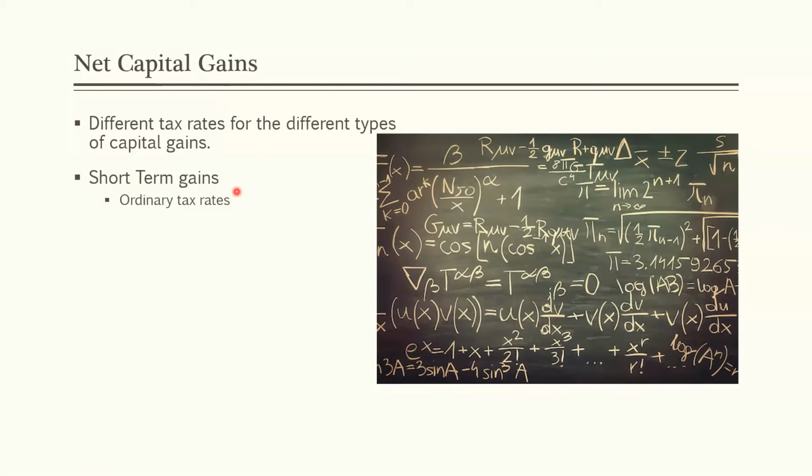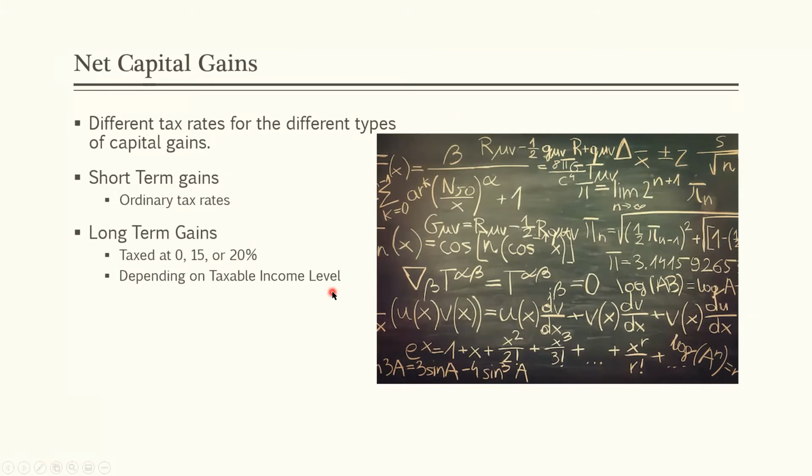As we talked about on the last video, your short-term gains are treated just like ordinary income. So whatever your income tax rate is, that's what you're going to pay on your short-term gains. Long-term gains, on the other hand, are taxed at either 0, 15, or 20%. Which one of these you get to use depends on your taxable income level.